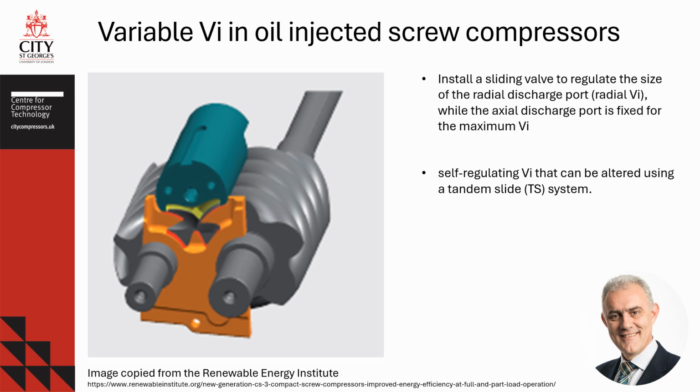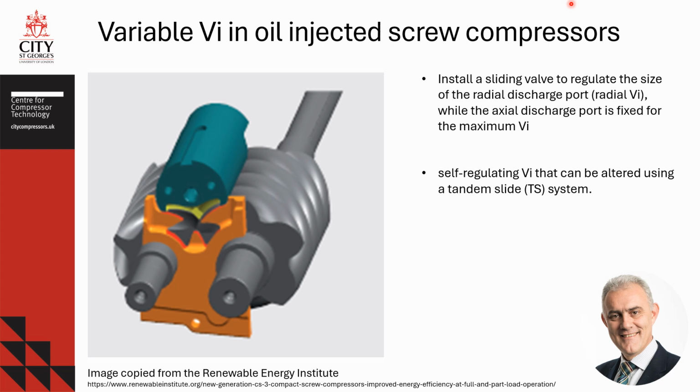Oil-injected screw compressors have low temperature loads due to injection of oil in the compressor for cooling, sealing, and lubrication. The most common way of regulating volume index of oil-injected screw compressors in industry and refrigeration is to use a radial slide valve driven by the hydraulic system at the discharge of the compressor. Same oil is used to lubricate the slide valve, which changes the size of the radial port while the axial port remains constant. Some oil-injected screw compressors may have a self-regulating VI, which uses a tandem slide valve system.